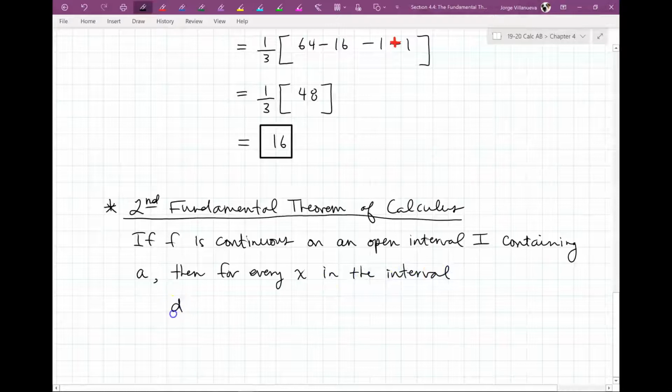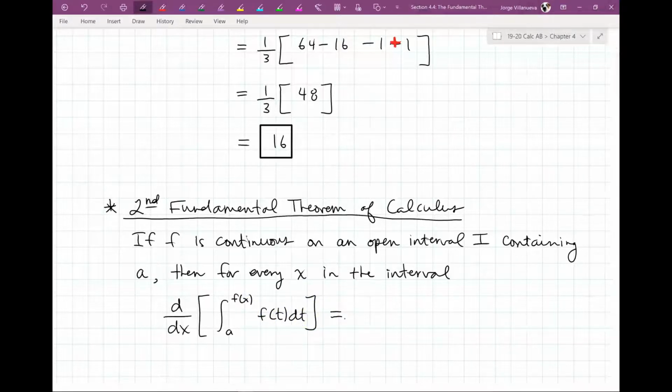we get the following. d dx of the integral from a to, I don't want to call it x, let's call it f of x, of f of t dt is equal to, you know what, maybe I should erase that f of x on the upper limit, let's just call it x, and I'll make sure that it's clear. From a to x of f of t dt is equal to f of x times d dx of x.